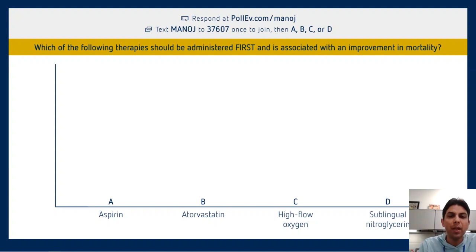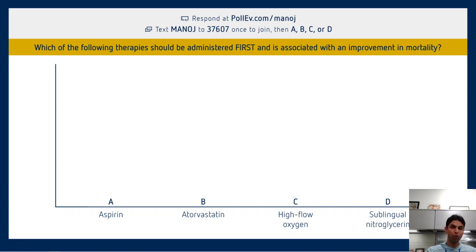Now, we just talked about the fact that high-intensity atorvastatin is also associated with an improvement in mortality, but we find that aspirin is more beneficial. We want patients to receive that first. Now, what about high-flow oxygen? It makes sense when we think about myocardial oxygen supply and demand that we should think about administering oxygen, particularly if the oxygen saturation is not normal. In this case, this patient's oxygen saturation was 100%.